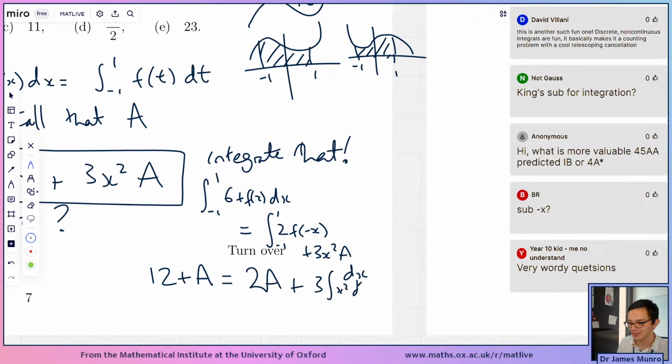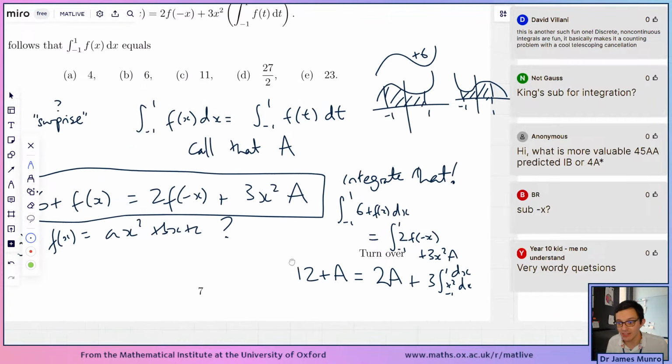I've got to actually integrate x squared. But if I do that, then I've got number plus A is 2 times A plus number. Rearrange it all and solve for A. It's sort of remarkable that this works, that you can solve for this without actually solving for what f is. What do people in chat do?